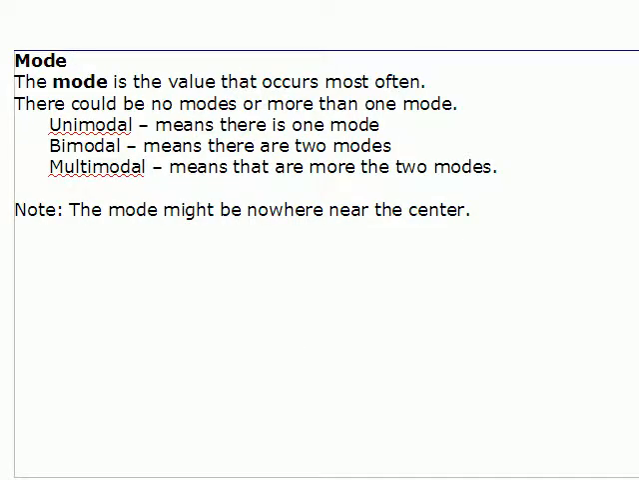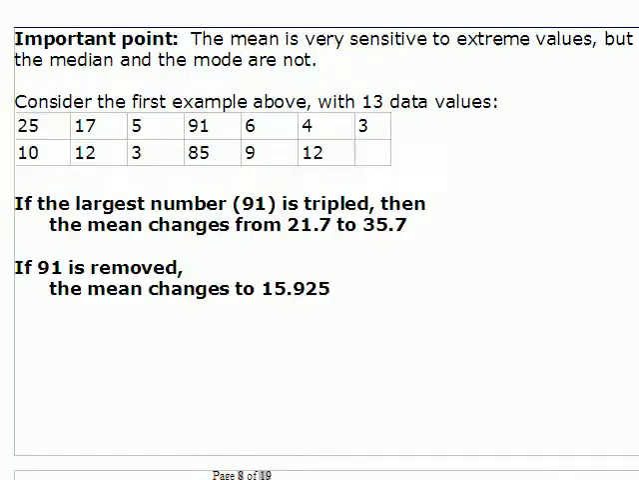Mode is the value that occurs most often. If there are no modes, that could be possible. If there's one, you call it unimodal, or if there's 2, bimodal. If there's more than 2, you can call it multimodal. That means 2 different values that occur the same number of times. And also the mode could be nowhere near the center.